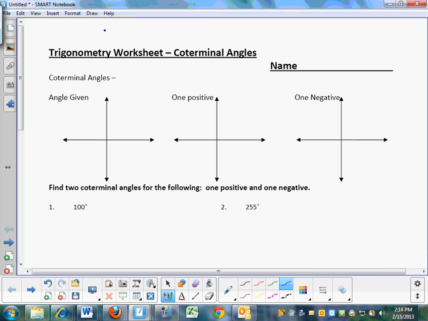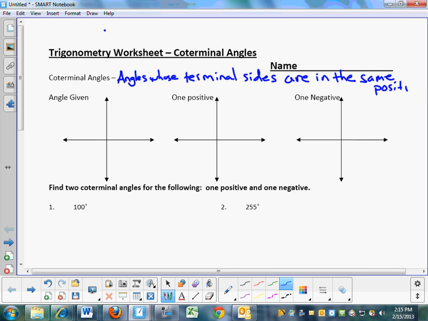Coterminal angles are angles whose terminal sides are in the same position.